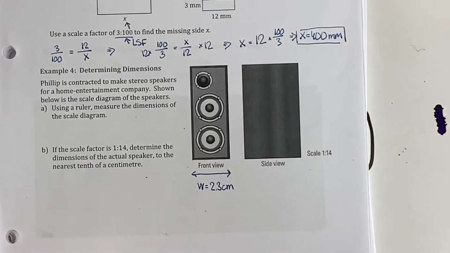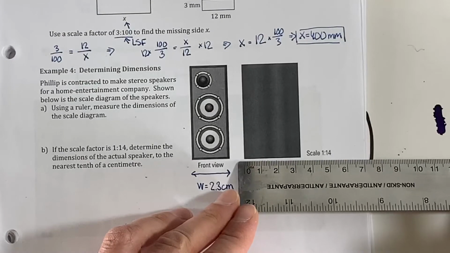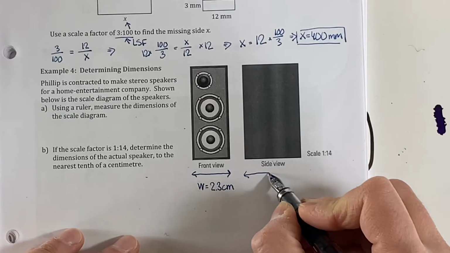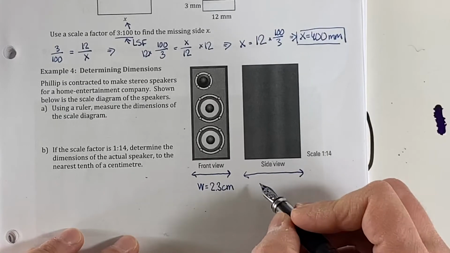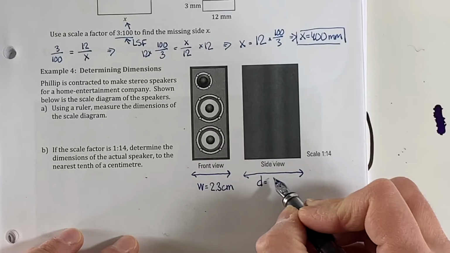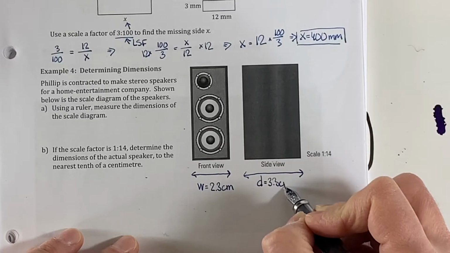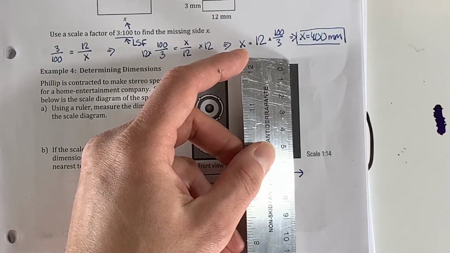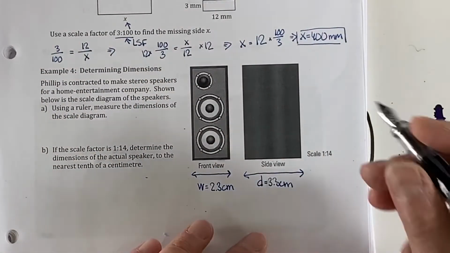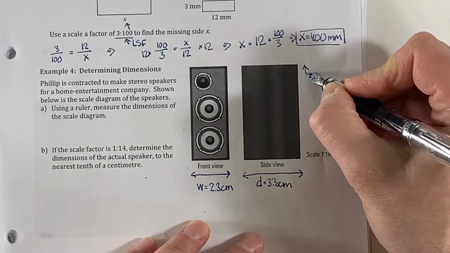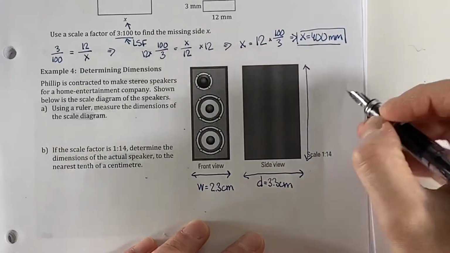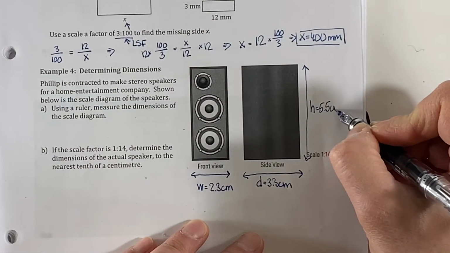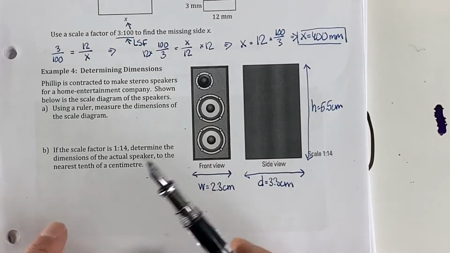Okay, the depth is 3.3. So we're going to call that D for depth, 3.3 centimeters. And the height of the speakers is 5.5 centimeters. So we're going to call this H for height, 5.5 centimeters. Okay, so that's A.